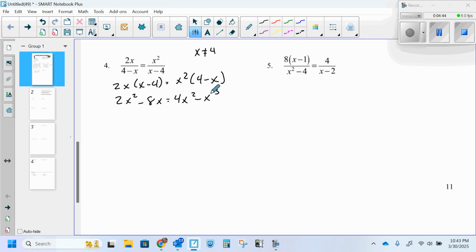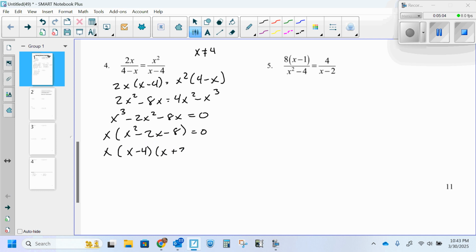We have an x to the third, so why don't we get everything over to the left? Add x to the third. Subtract 4x squared. Let's take out a GCF. And notice how our domain restriction was 4, and here is 4. This is an extraneous solution.